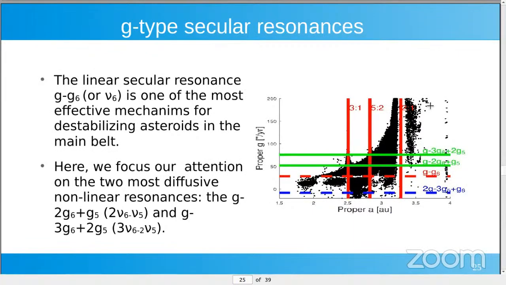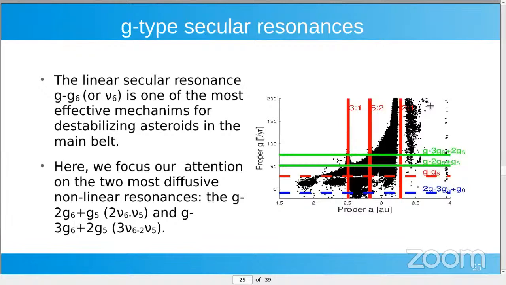So what I'm going to discuss now are more recent results, and this is all under consideration by Nature Communications. The previous results were for the Nu-6 resonance, which is essentially the resonance of g minus g6. But there are other resonances which are called nonlinear resonances, which are higher combinations of these precession frequencies. The two most diffusive g-type resonances are g minus 2g6 plus g5 and g minus 3g6 plus 2g5, which has the green line in the a-g plot you can see in the figure.